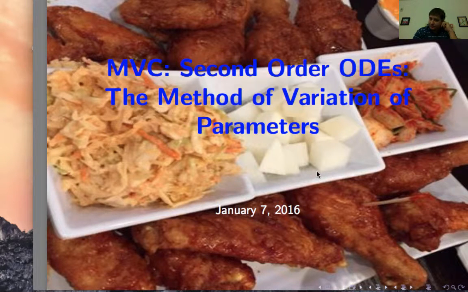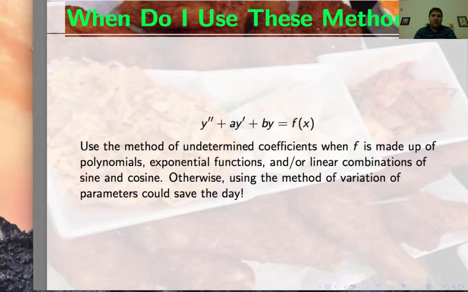Okay, so we're going to talk about another method of how to solve second order ODEs, and the method is going to be called the method of variation of parameters. These are such scary names. Undetermined coefficients, variation of parameters. Yikes, lots of big words.